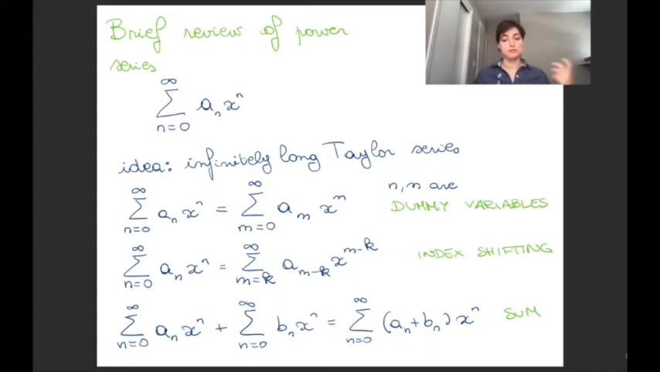You can sum two power series, and it works in the way you would expect it to work. A power series of a_n x^n plus a power series of b_n x^n gives you a power series of (a_n plus b_n) times x to the n.